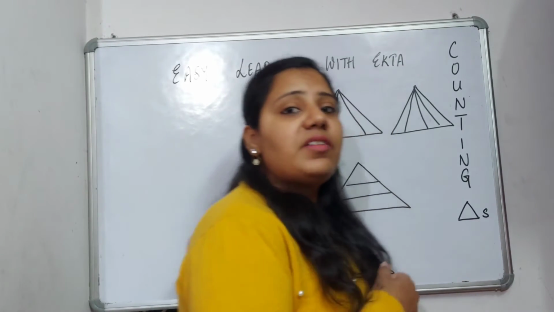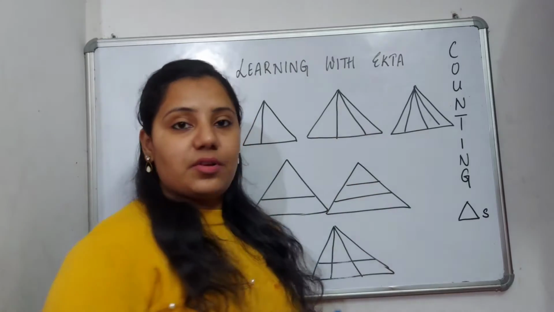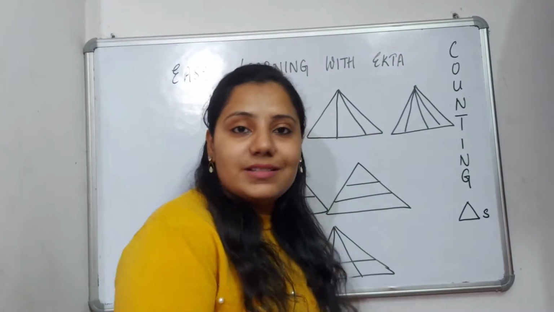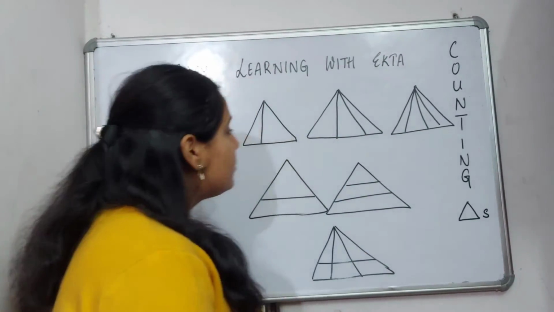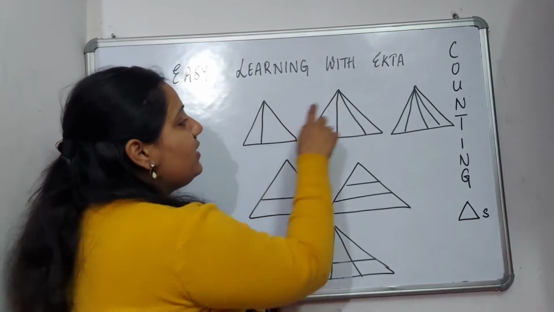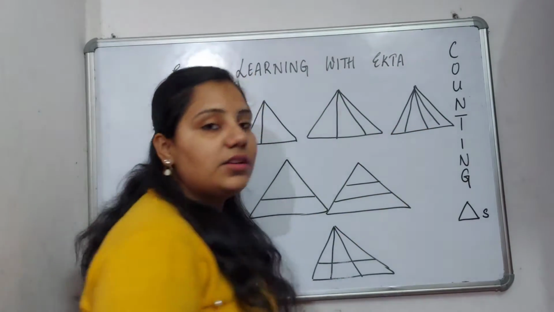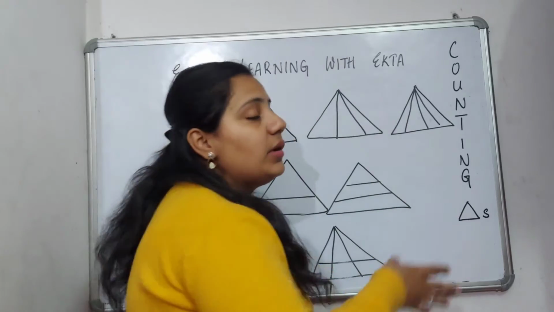I am dividing this video into three types of triangles and three parts. So let's start with part number 1. In this case, we have one line, two lines or three lines in the triangle. It can be any number of lines.